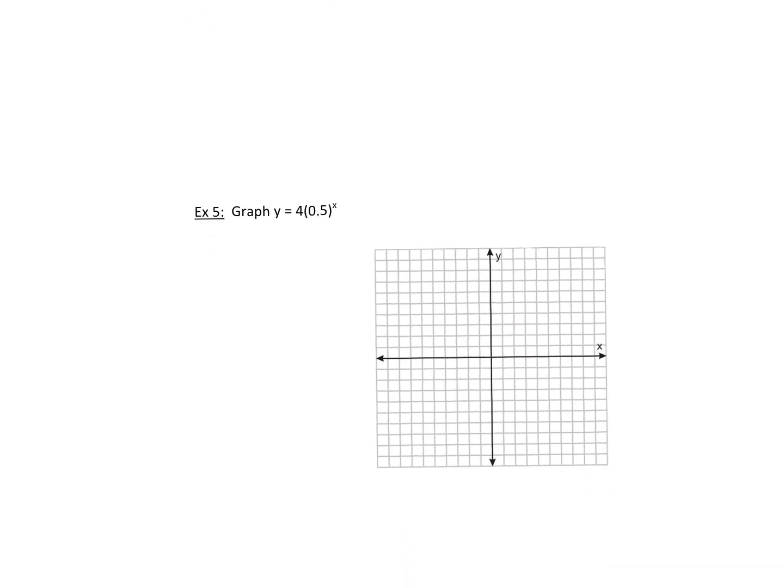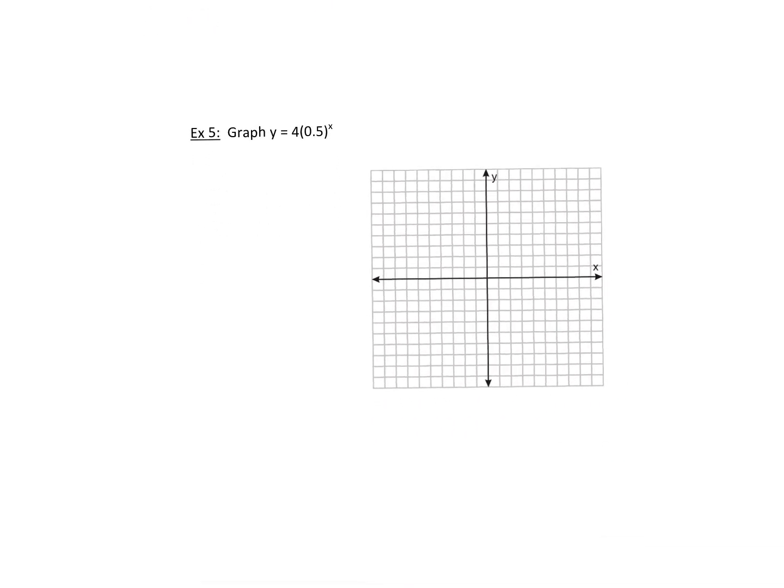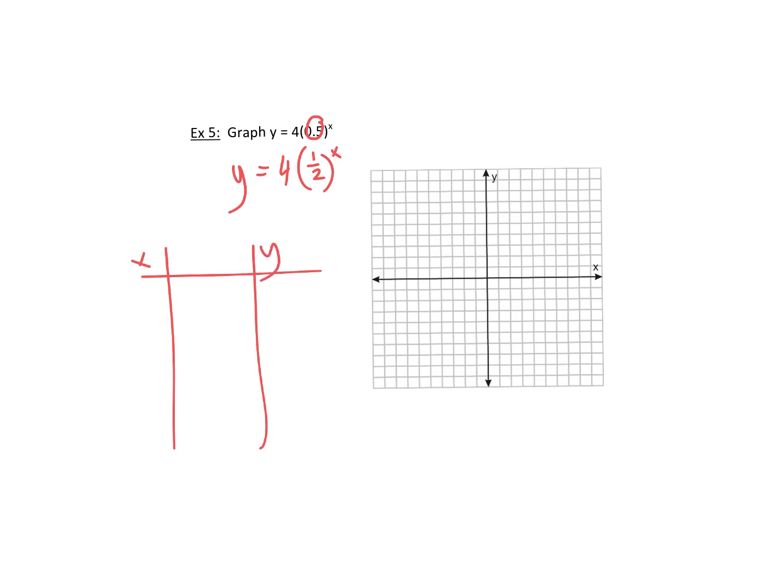Okay, we'll do one more. If you see a decimal, you may want to change it to a fraction. It's actually easier to work with. So 0.5 is 1/2. If you ever come across this situation, you can take the reciprocal, right? And you can do it a lot faster than on your calculator. So I'm going to do the same thing, x, y. So I have -3, -2, -1, 0, 1, 2, 3. And I'm just plugging in values.